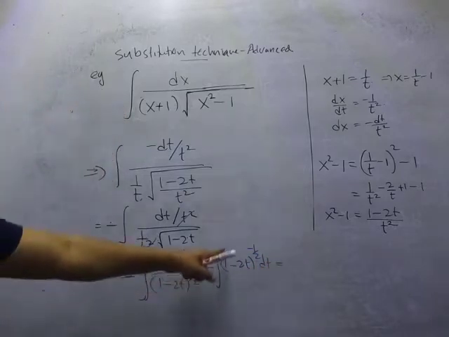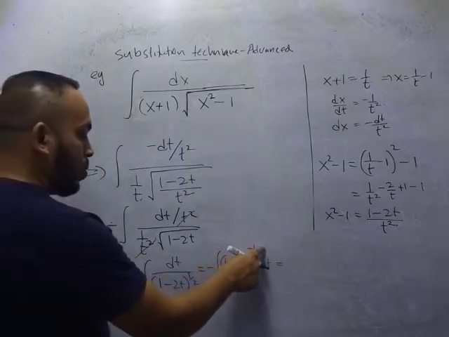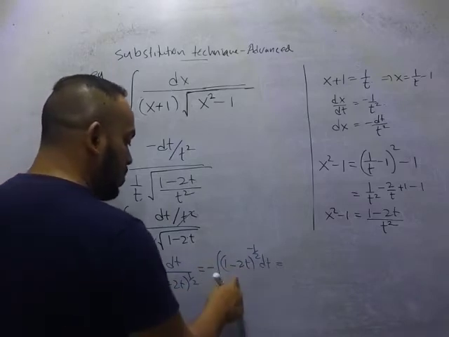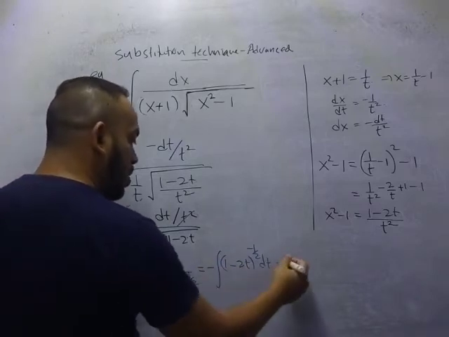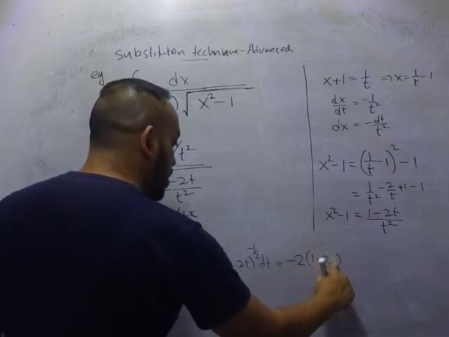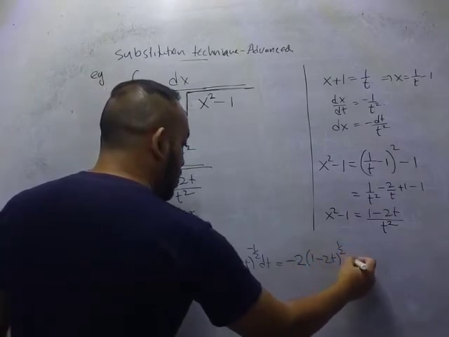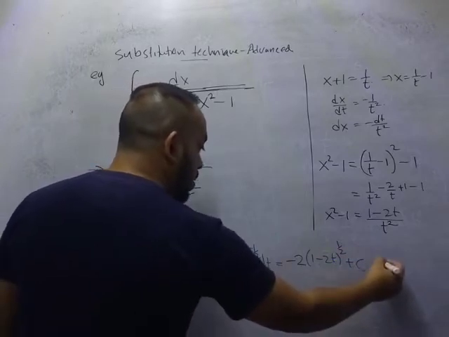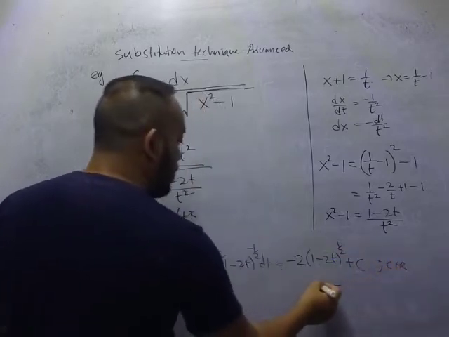So then the answer is you add plus 1 to it and divide by half. So if you divide it by half, 2 goes to the top, 2 times 1 minus 2t to the power of half, plus integrating constant c, where c is a real number.